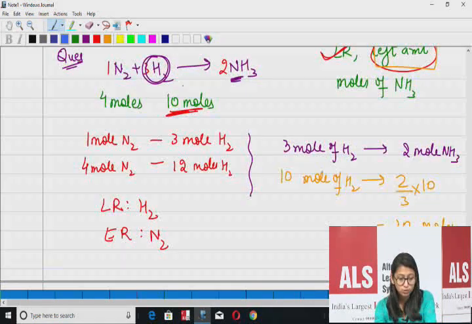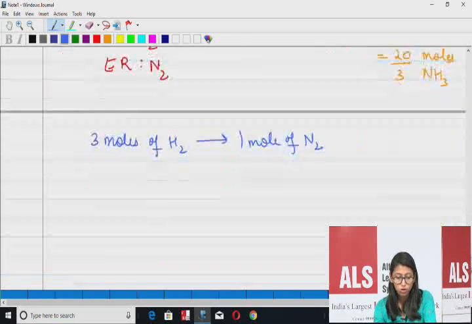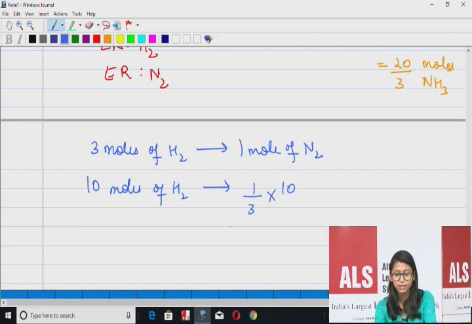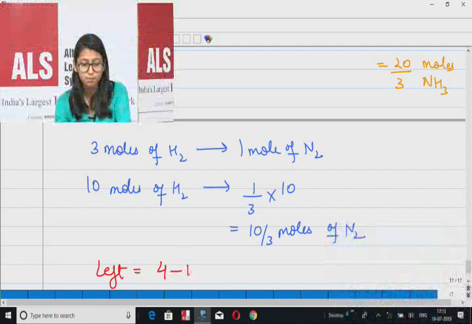So what is given in the question? 10 moles are given. So according to the 10 moles, how much is required? If 3 is requiring 1, so 10 will be requiring like this. So 10 by 3 moles of N2 is required. So what will be the left amount? Total was the 4, which is given in the question, minus 10 by 3. So if you check it, it would be 12 minus 10 by 3. It comes out to be 2 by 3.